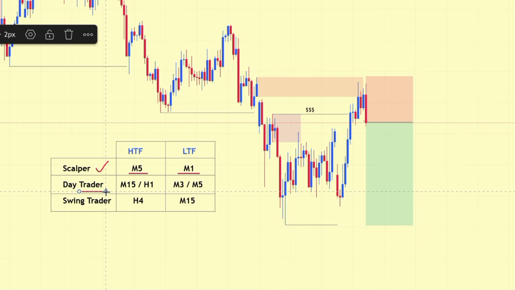For the day trader, depending on how many hours you want your trades to last, you can use the M15 as the higher time frame and the M3 as the lower time frame, if you don't want your trades to last long. But if you're okay with holding your trades for a couple of hours, then use the 1 hour as your higher time frame and the M5 as your lower time frame. And for the swing traders, you'll be using the H4 as your higher time frame and the M15, or the 15-minute time frame, as your lower time frame.